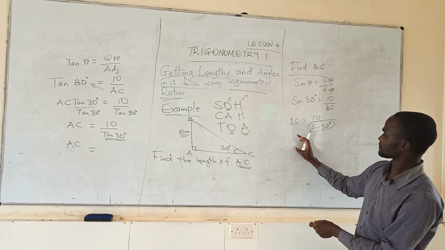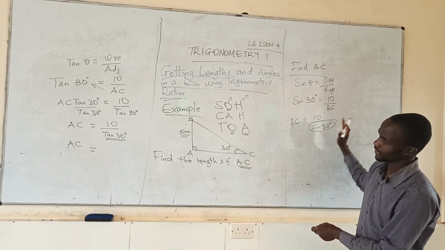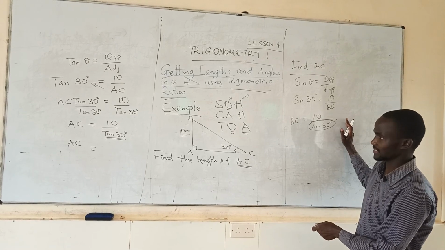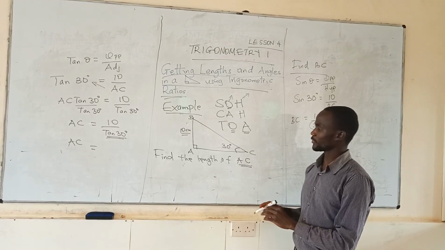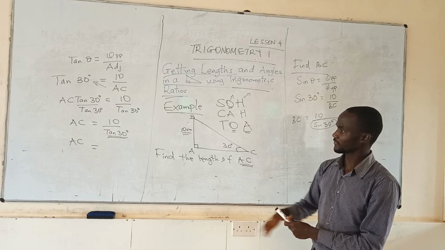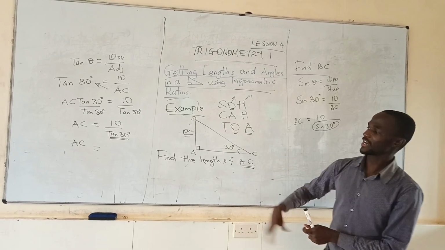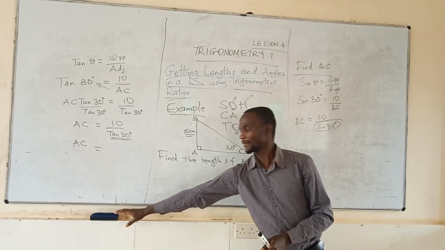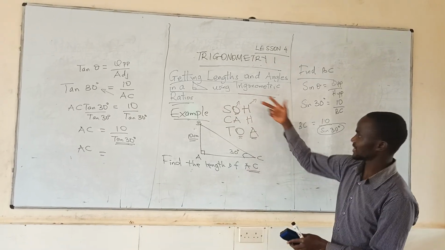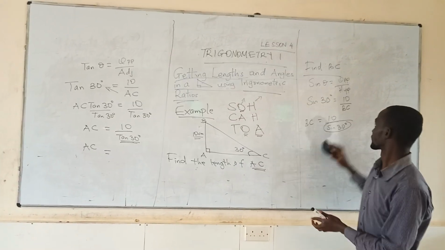the length of BC in centimeters. So that's the most important thing that you always have to remember. You have been given a question, try and see what will help you, either the sine or the cosine or the tan.